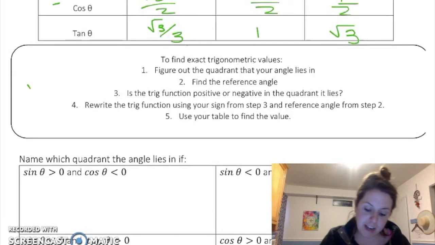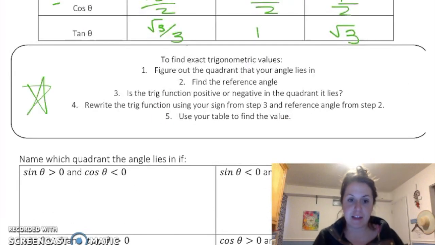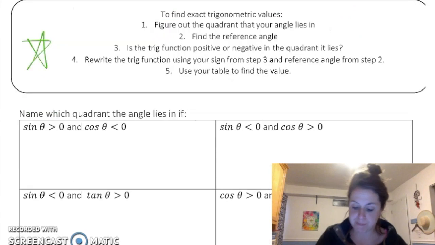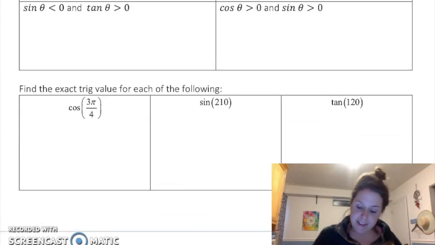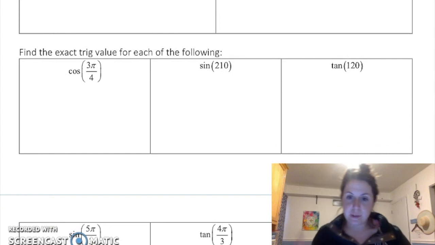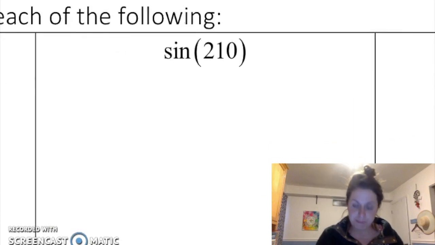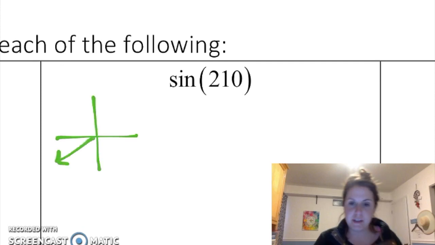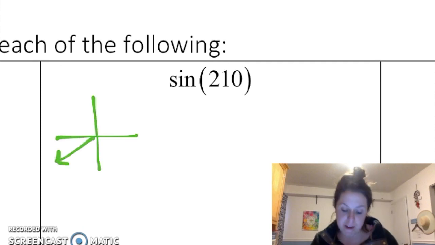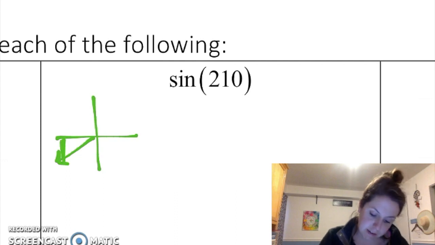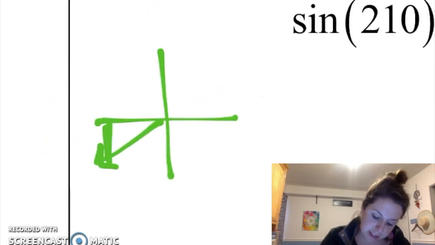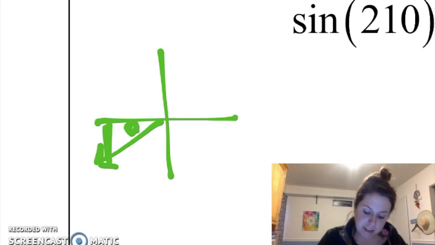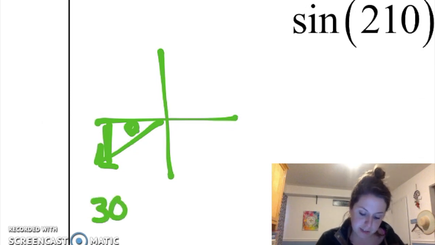Now, if you need help finding your exact trig values, the steps are right there for what you should be doing. But we're going to actually go through and find some. So let's say that I want to find sine of 210. First let's think about where that is. That is in the third quadrant. And let's find our reference angle. So this is my reference angle, and I'm talking about the angle in here, the angle between 210 and 180. So your reference angle here is 30 degrees.